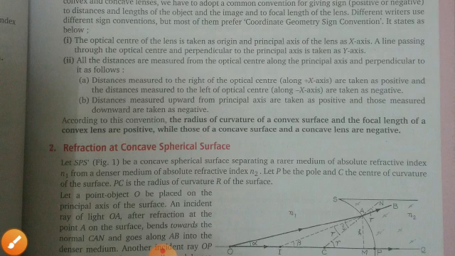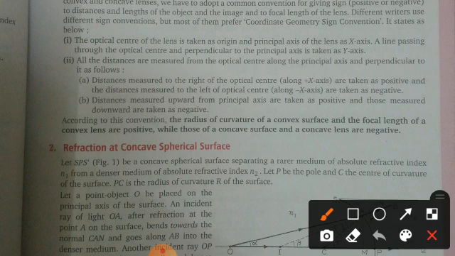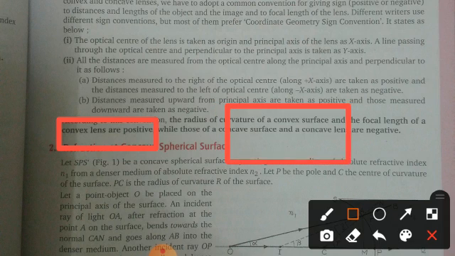While those of concave surfaces and a concave lens are taken as negative. So you should keep in mind that the distances for the convex lenses are taken as positive. Clear? Whether it is for the radius of curvature or for the focal length, all these distances we take for the convex lens here as positive. Fine. While if we talk about the concave surfaces, then all the distances are taken as negative here. I hope it is clear.